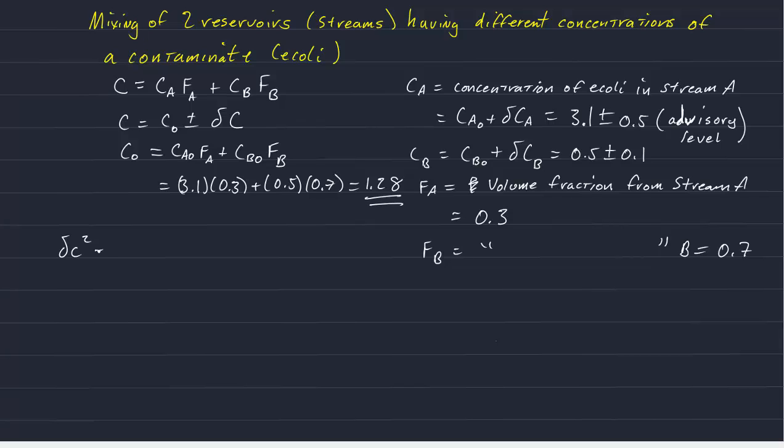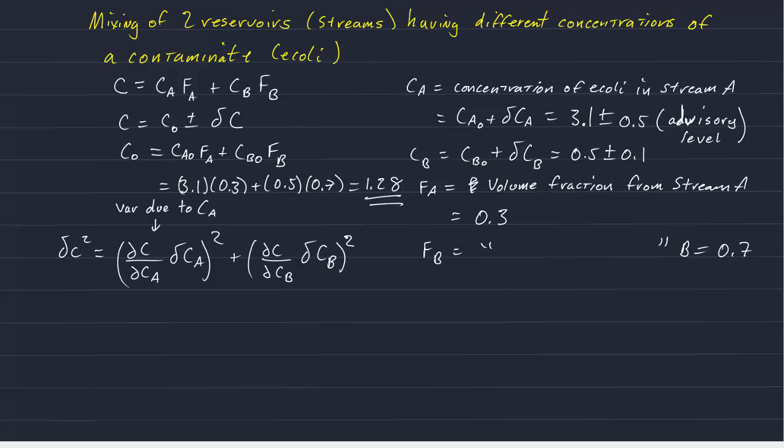So now the uncertainty. The square of the uncertainty, which will be an estimate of the variance of the total concentration, is equal to the sum of the variances associated with CA and CB. So the variance associated with CA is the partial derivative of the concentration with respect to the concentration A times the uncertainty in A, squared. So this is the variance due to an uncertainty in CA, and we have to add the variance of the concentration due to the uncertainty in CB, just applying our general equation. And therefore, delta C is equal to the square root of those quantities.